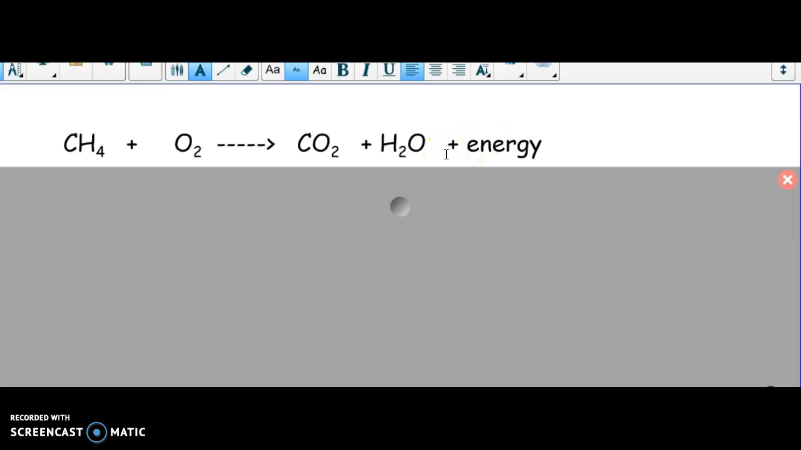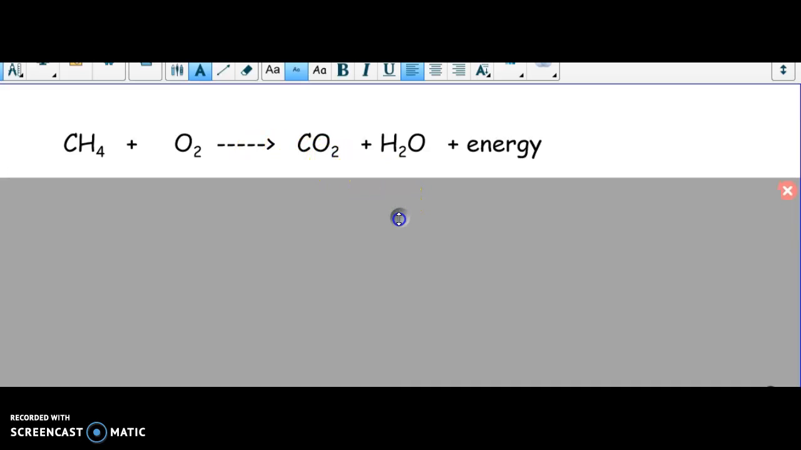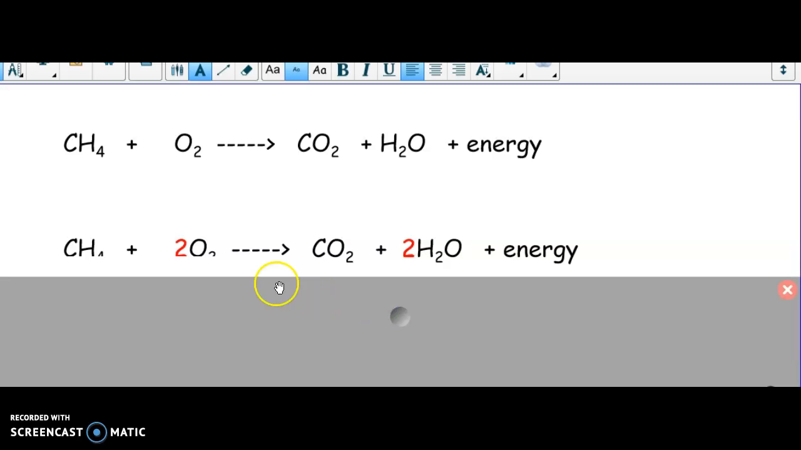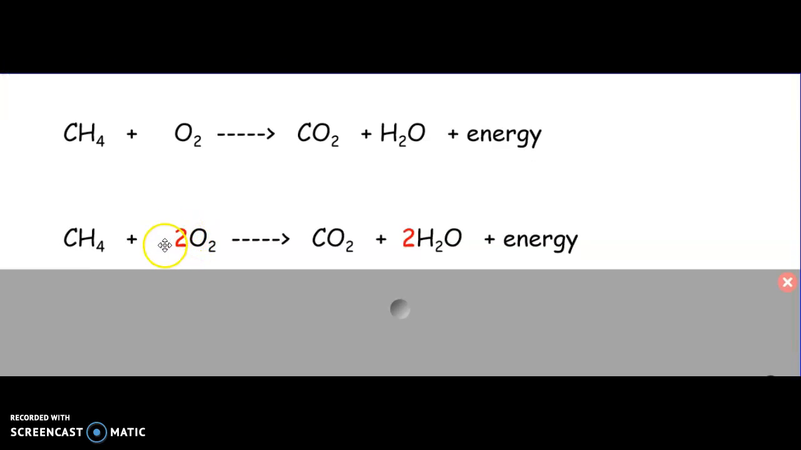But let's take a closer look at it, okay? First of all, you may notice that there are 4 hydrogens over here and only 2 hydrogens over there. So this is not a balanced chemical reaction. I'm just going to show you quickly how to balance it. If you add a 2 in front of each of these, the water and the O2, that will balance out everything. 2 times H2 will give you 4 H's.